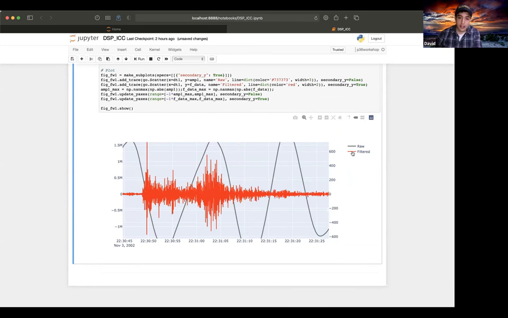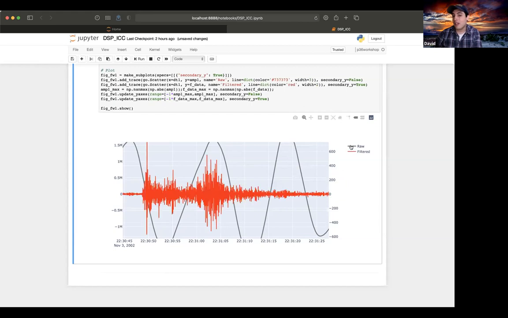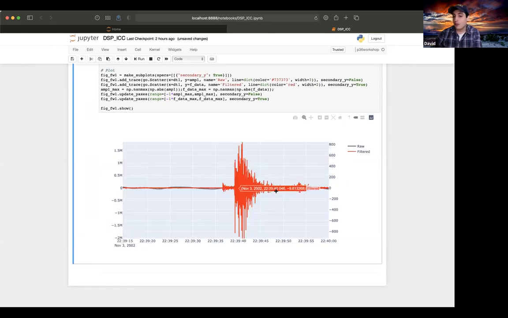Because again, if we look at just that signal, it's really hard to see because those amplitudes are so extreme here that you can't see that signal hiding and riding that waveform in the background. And we could take a closer look at all these, but again, it reveals these other earthquakes in the background.